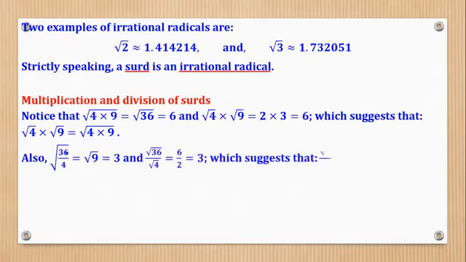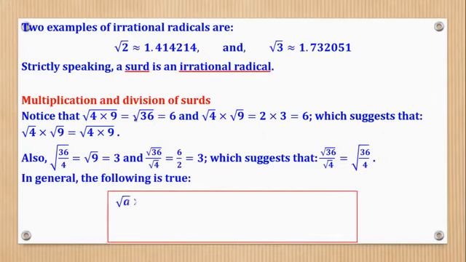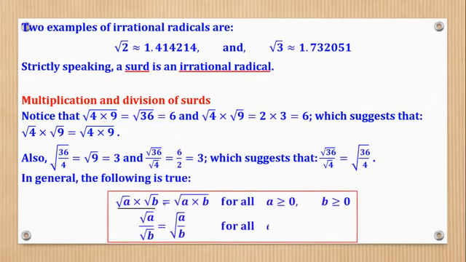Same applies to division. If this 36 over 4 gives you 9, which in the end gives you 3. Also, square root of 36 is 6, square root of 4 is 2, which gives you 3, implying that this is also correct. With that, we shall come up with a rule involving multiplication and division of surds. If you multiply these two surds, it is the same as the square root of what is under the root for both. Same applies to division. The individual square roots divided is the same as the square root of the quotient of both.